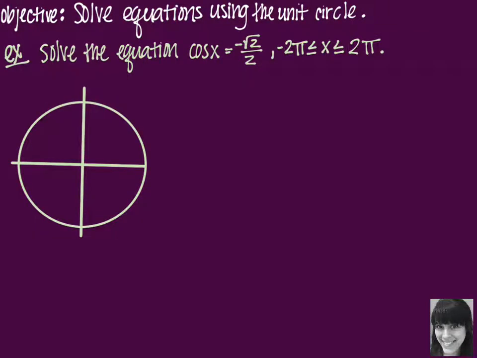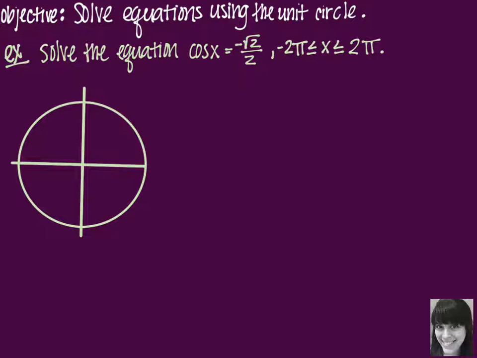Okay, so let's solve an equation. Our equation is cosine of x equals negative square root of 2 over 2. And x needs to be between 2 pi and negative 2 pi. Okay, so notice that we're dealing with radians. You can solve it using degrees, and then you have to convert them to radians, or you can just go with radians from the beginning. We're going to go with radians from the beginning.